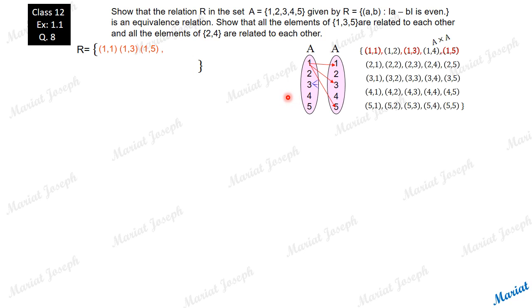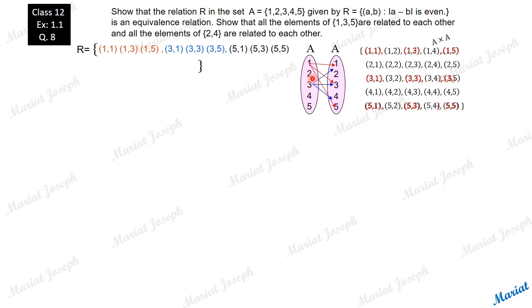Let's check. Yes. (3, 1), (3, 3), (3, 5). There, the modulus of the difference of these elements is also even. (3, 1): 3 minus 1 is 2. Modulus is even. (3, 5): 3 minus 5 is minus 2. Its modulus is even. Then, (5, 1), (5, 3), (5, 5). They can also be included with the same reason.